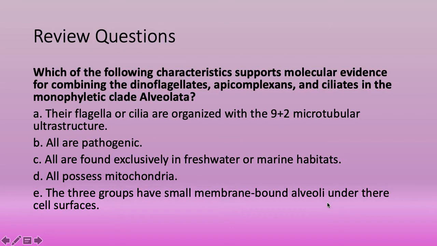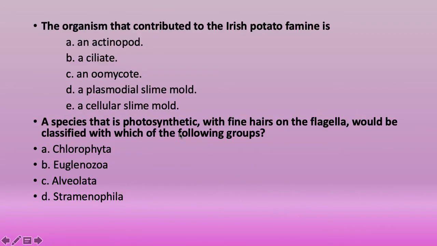All right, review questions. Which of the following characteristics supports molecular evidence for combining the dinoflagellates, Apicomplexans, and ciliates in the monophyletic clade Alveolata? The correct answer is E. All 3 have small membrane-bound alveoli under their cell surfaces. The organism that contributed to the Irish potato famine is C, an Oomycete. Oh, that's a typo.